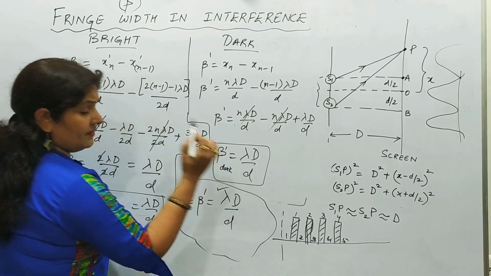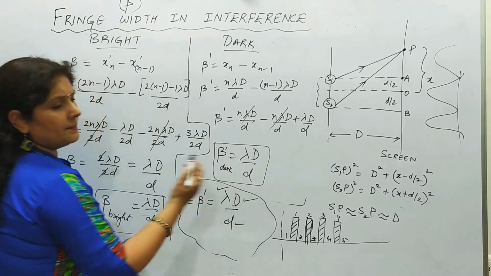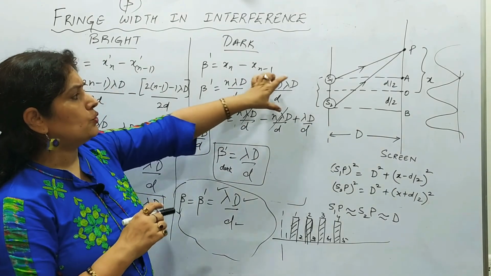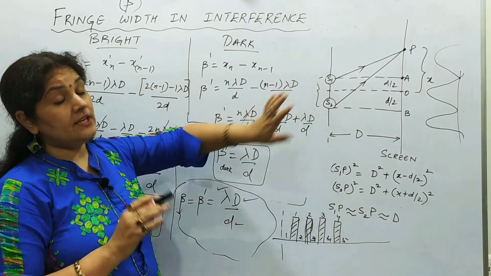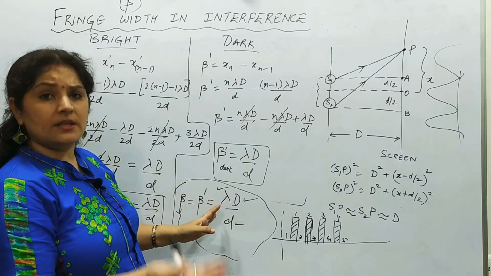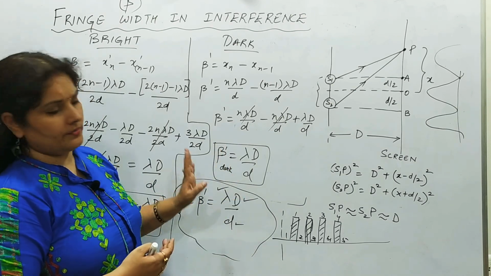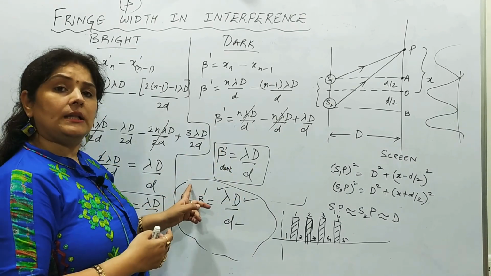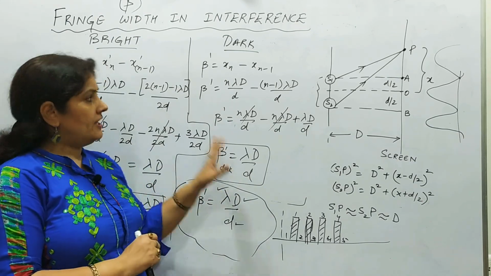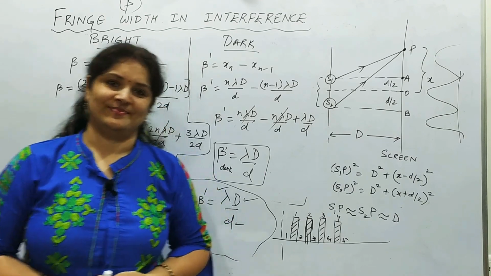It depends on the wavelength of light used, it depends on the distance of the screen, and it depends on the distance between the two slits S1 and S2. There will be a lot of reasoning based questions on this. What will happen if lambda is increased? What will happen when screen distance increases, decreases or whatever? If D is reduced, what will beta be? Beta and all these relations, you will get a lot of reasoning. So here we finish the fringe width in interference. Thank you so much.